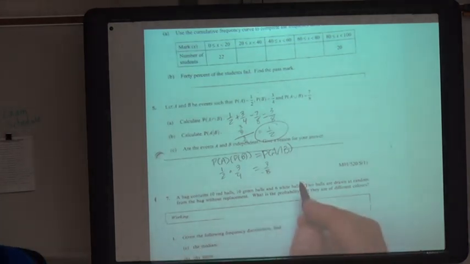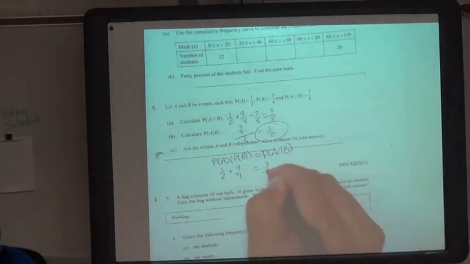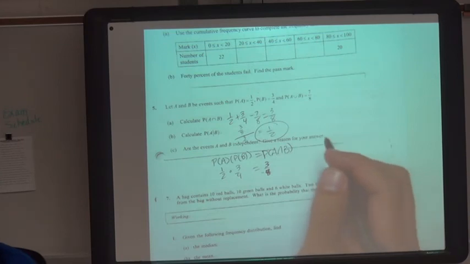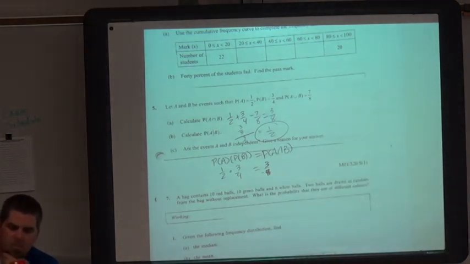What do you mean by they're independent? One doesn't affect the other. If you pass your math test, it doesn't change your English test. If they're independent, one doesn't change the other. That's what independence is. One has no bearing on the other.